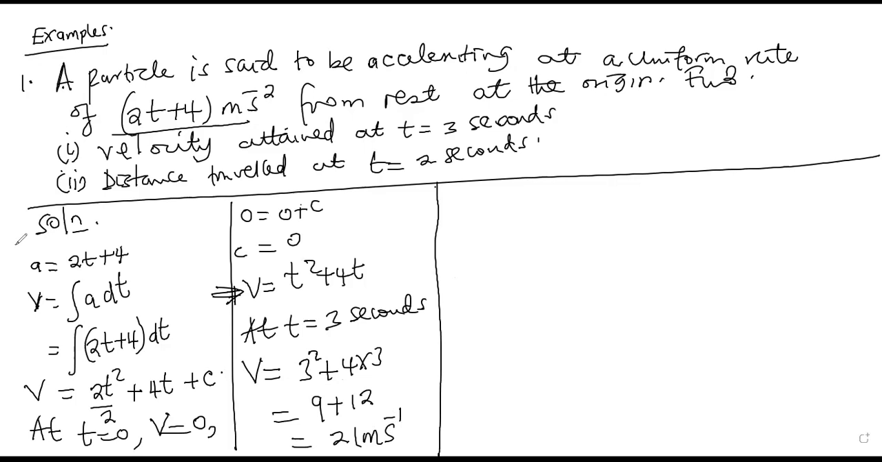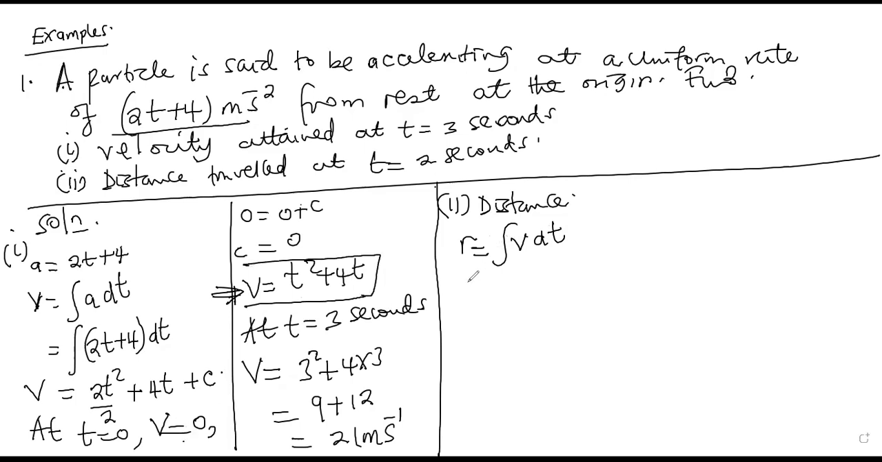Okay, that is Roman 1. Roman 2, they want us to get distance. Now, distance is derived from displacement. So we say that displacement is the integral of velocity dt. The velocity we shall consider is the velocity after substituting the value of c, not this one. So r is equal to the integral of t squared plus 4t, everything dt.